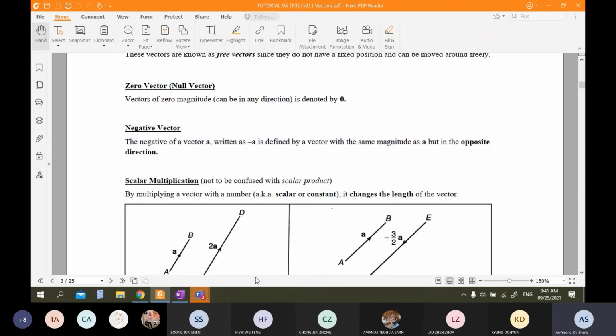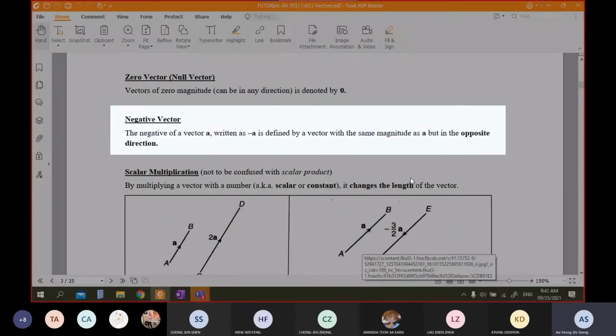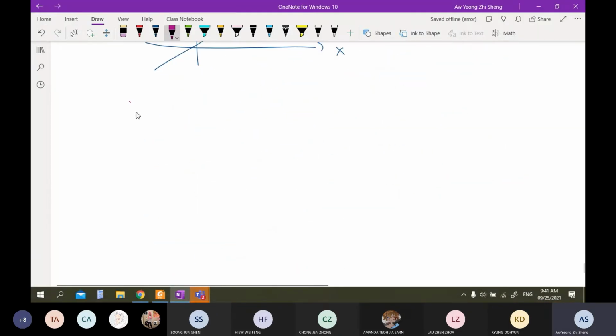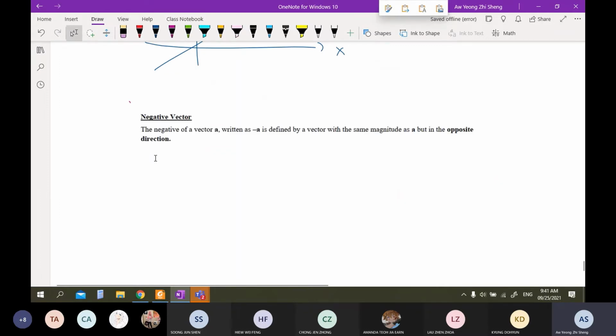Okay, next, on negative vector. In 2D, you have learned before negative vector in your secondary school. In 3D, the same idea applies. The negative of a vector A, written as negative of A, is defined as a vector with the same magnitude as A but in the opposite direction. Which means if your A looks like this, then the negative of A will have the same length but in the opposite direction. This is applicable to both 2D and 3D. In fact, whatever we have learned so far is applicable to both 2D and 3D.